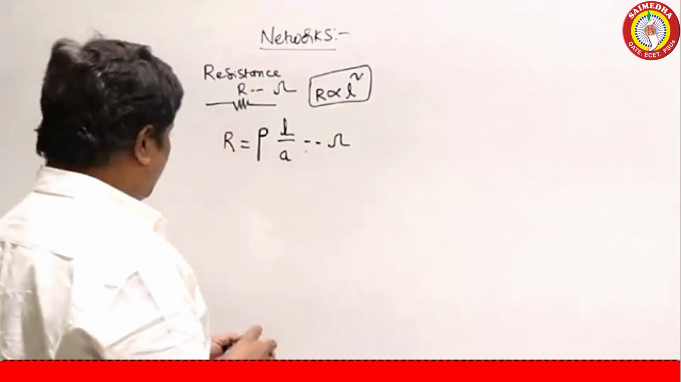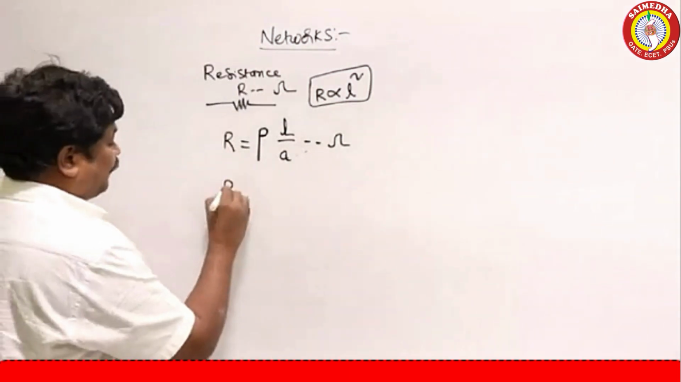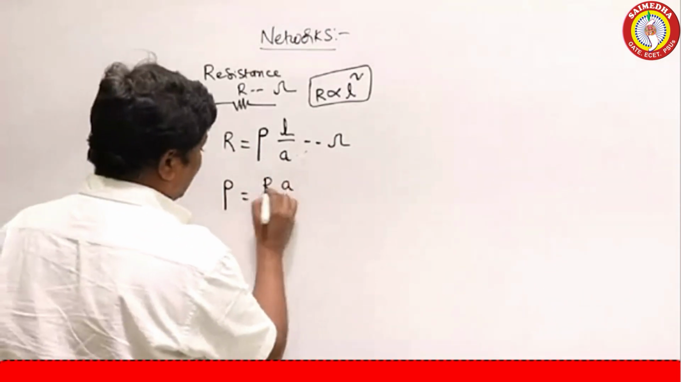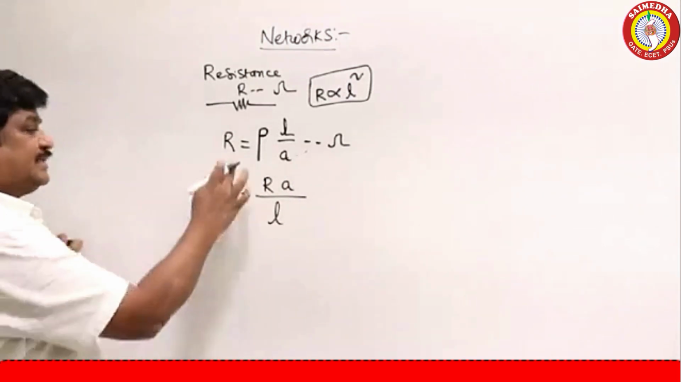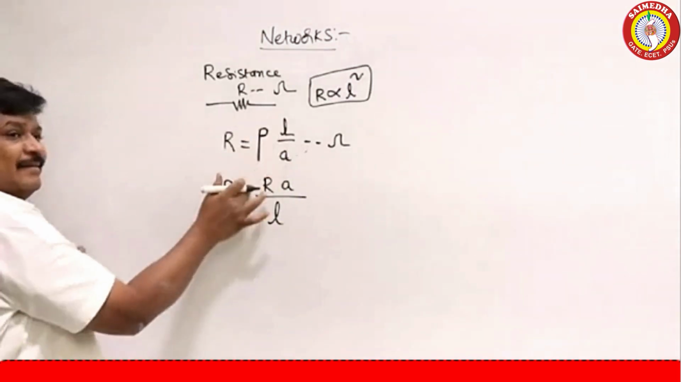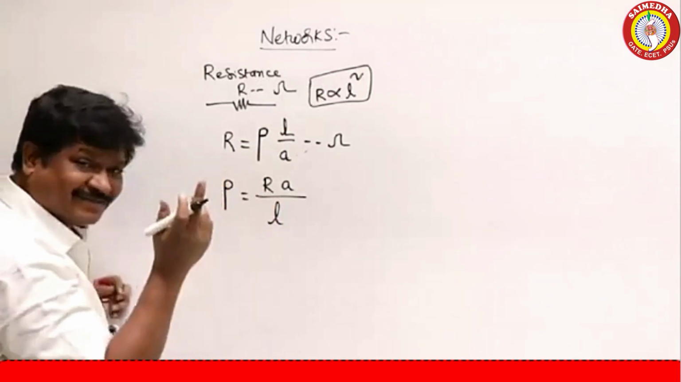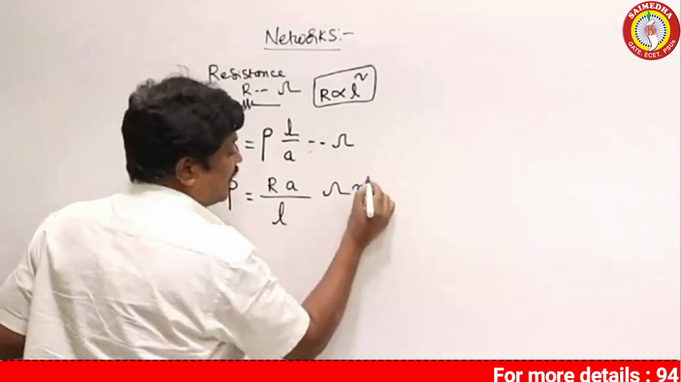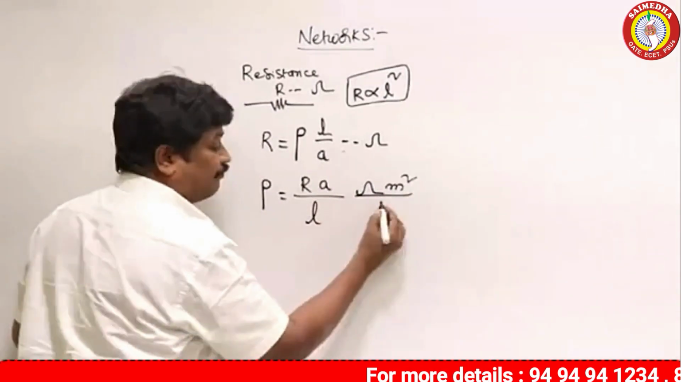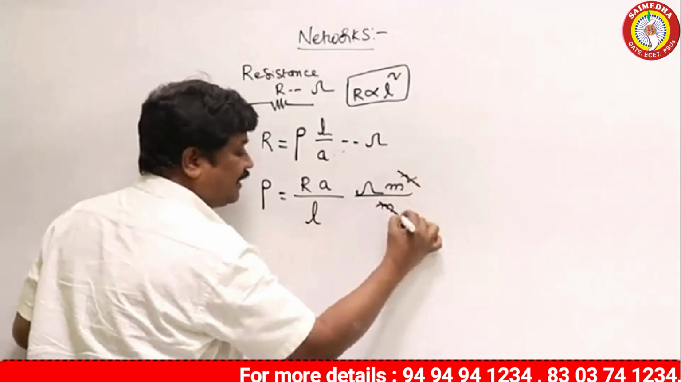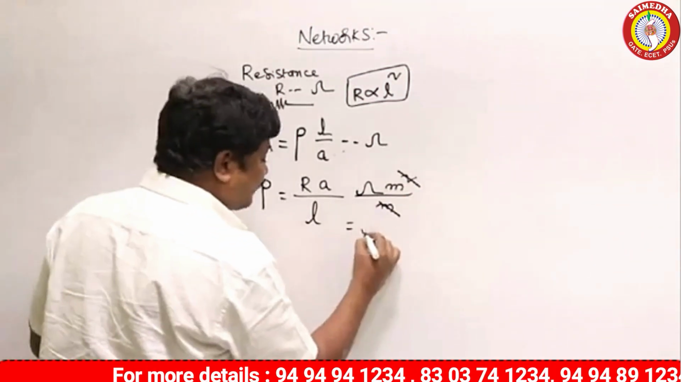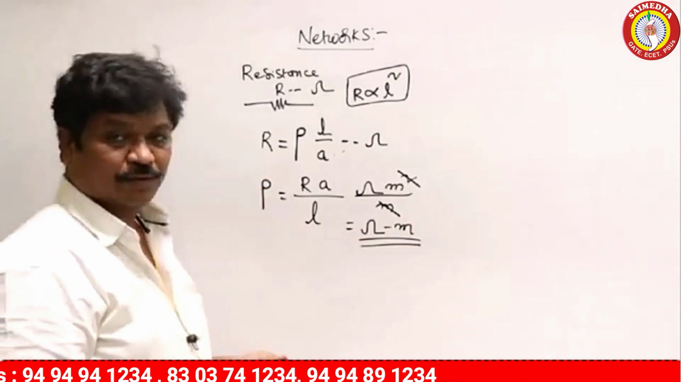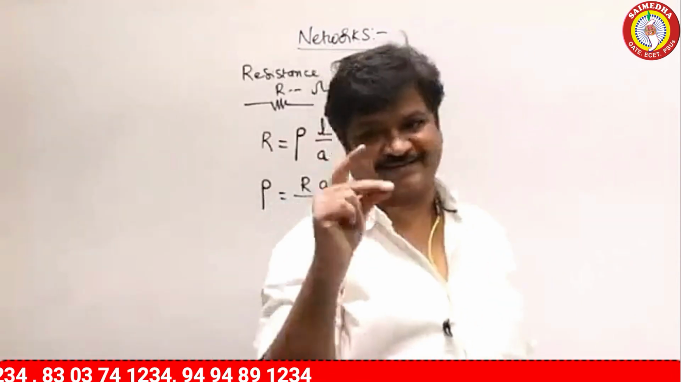Anyhow, rho is equal to RA by L. What are the units for resistance? Ohms. What are the units for area? Meter square. What are the units for length? Meters. This square and this meters get cancelled. Units for resistivity are ohm meters.